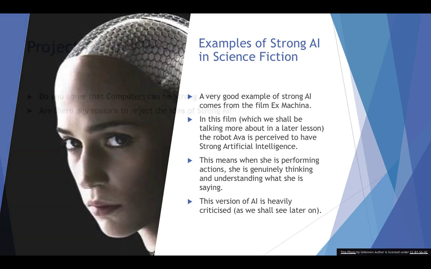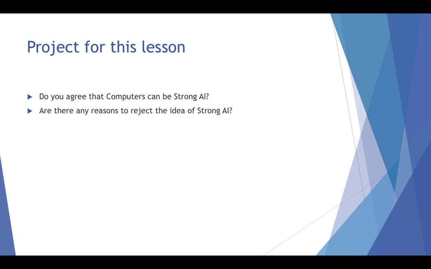This version of artificial intelligence is actually heavily criticized, and we're going to look at a number of criticisms later on in this course. So in this lesson, we've learnt what a computer is, how we can define it, and how we can define artificial intelligence, and we've also looked at the distinctions between strong AI and weak AI. So the questions for this lesson are: do you agree that computers have strong AI, or could computers ever have strong AI? And are there any reasons to reject the idea of strong artificial intelligence?